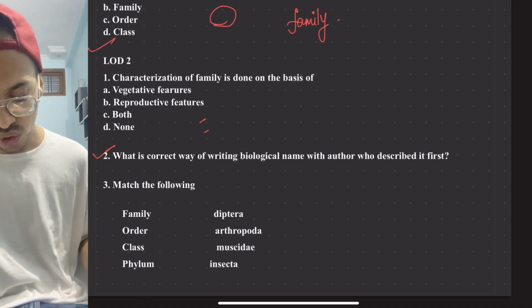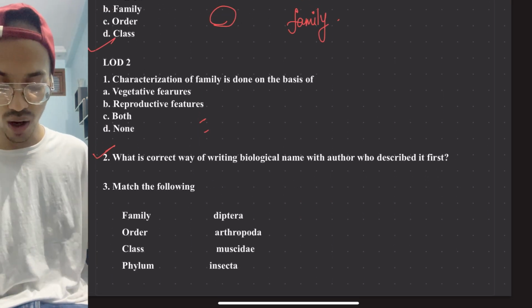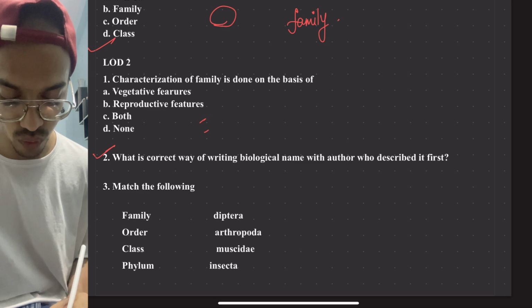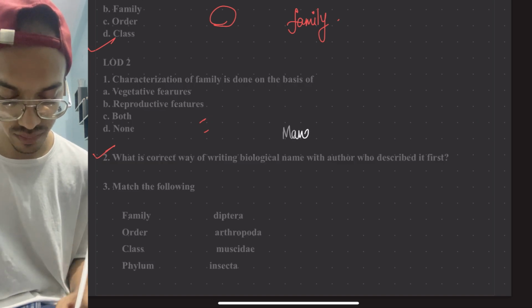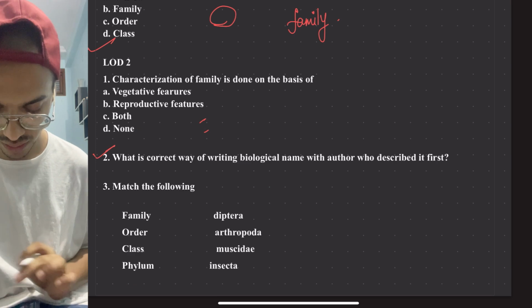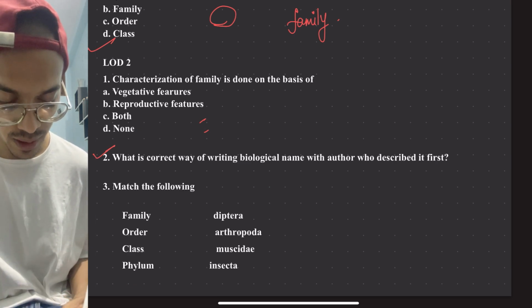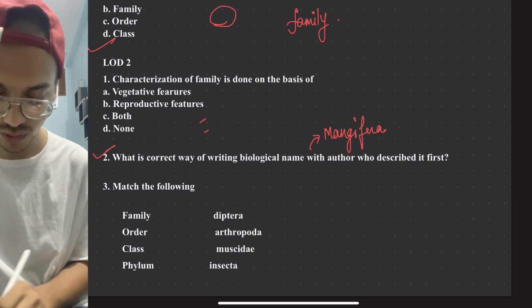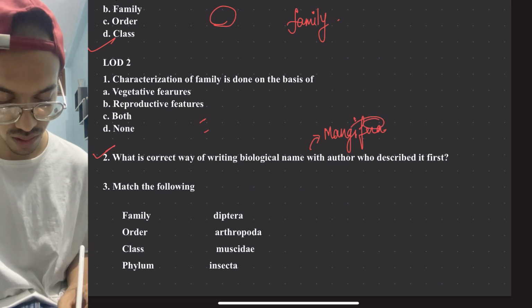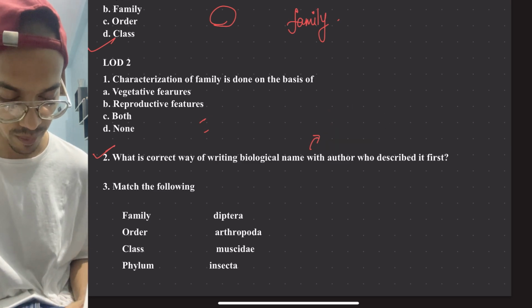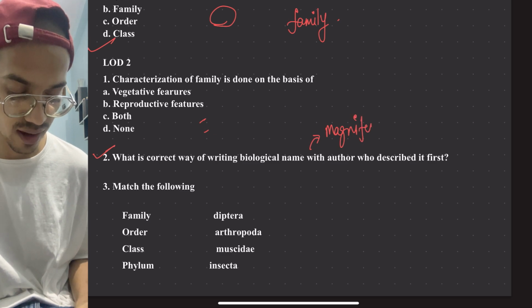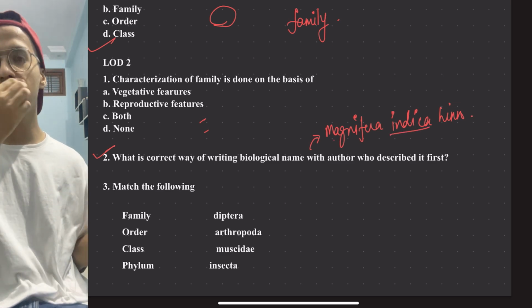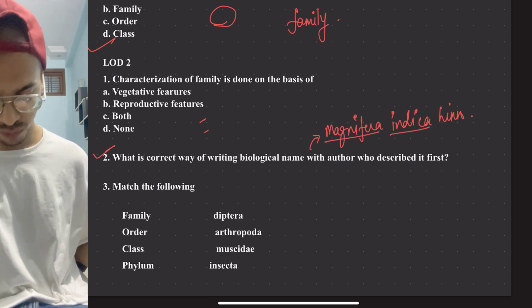The next question is: what is the correct way of writing the biological name with the author who described it? For example, Mangifera indica, with the author name Linn. in the abbreviated form, and this will be underlined. This would be the correct way of writing it. Very important question. Moving on to the next one.